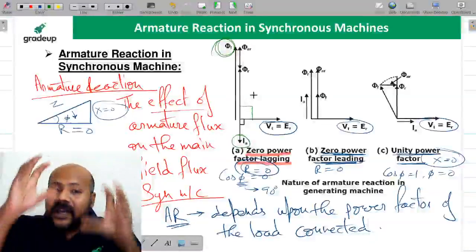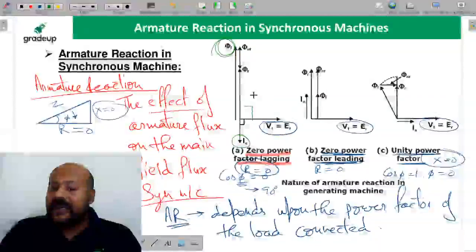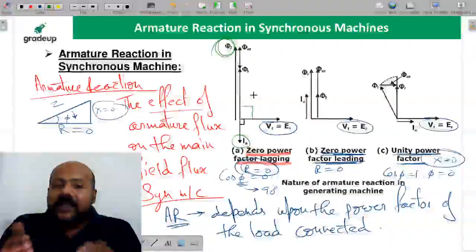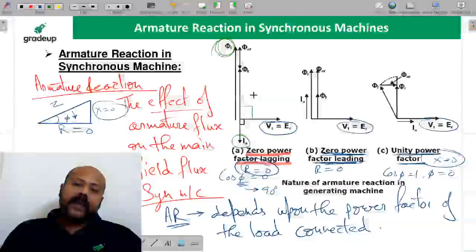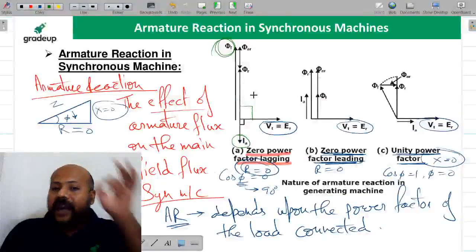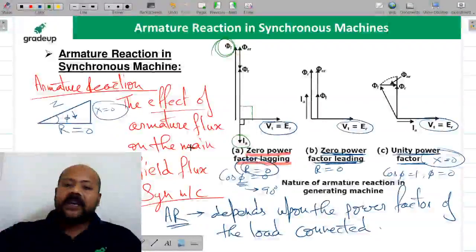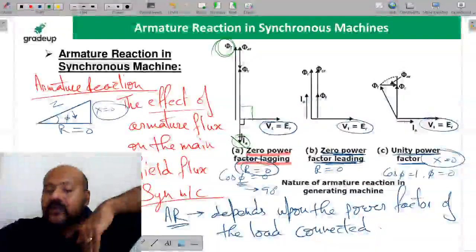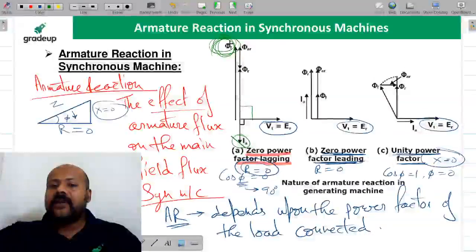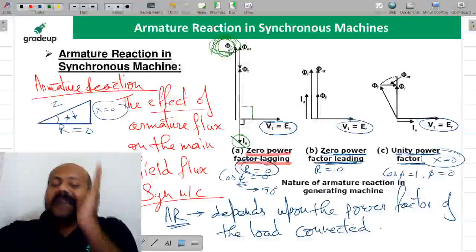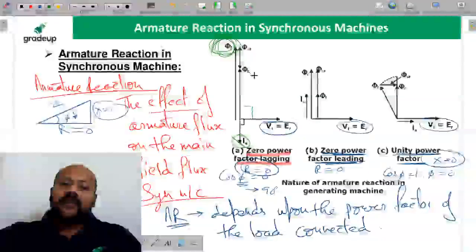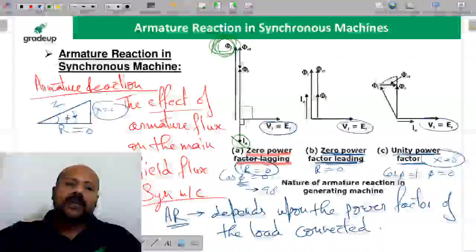Now the moment there is current in the armature winding on the stator, it is going to have its own MMF, its own flux, that we are calling as armature flux. I hope it is clear to all of you. Now for the first case, zero power factor lagging condition, we have seen that this armature current is 90 degree lagging to the terminal voltage, and your field flux, main field flux phi f, is going to lead the excitation EMF by 90 degree.